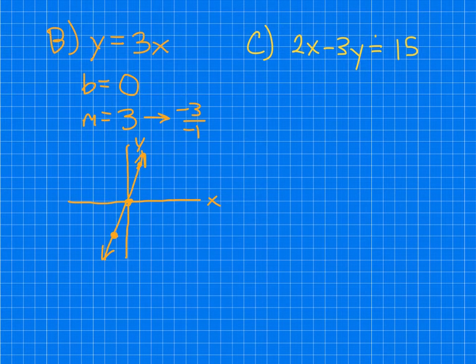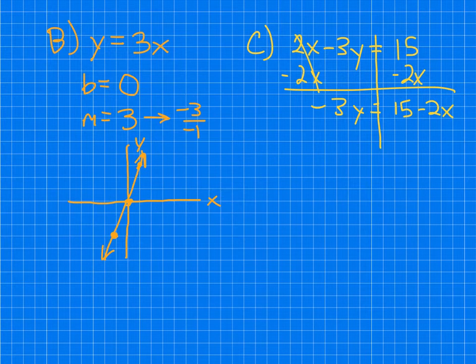In example C here now, I don't have y isolated. So I need to do a little bit of work here. I need to solve for y. I can subtract 2x minus 2x. That is going to give me negative 3y, don't forget the negative in front of the 3y, equals 15 minus 2x, and I divide by negative 3.